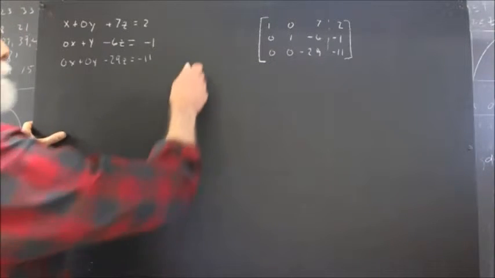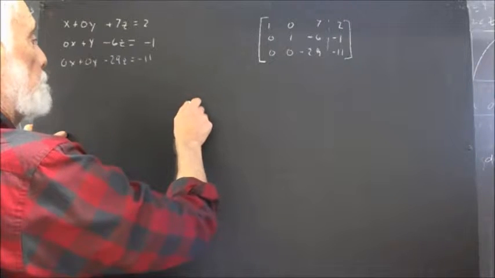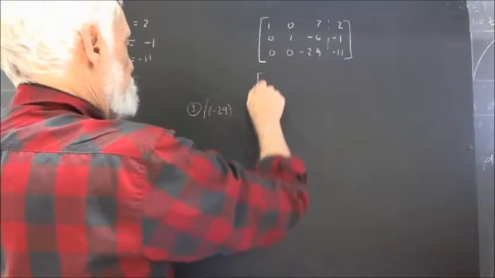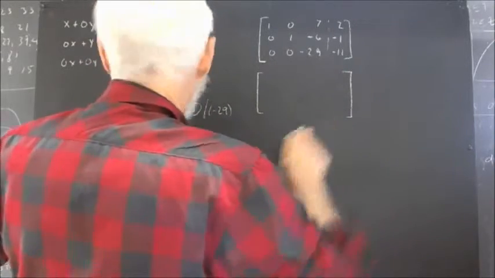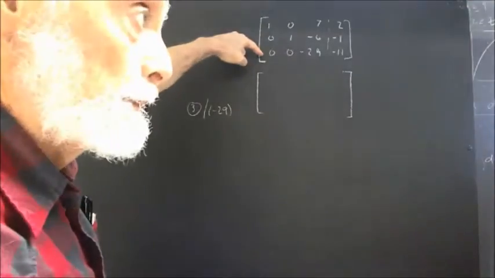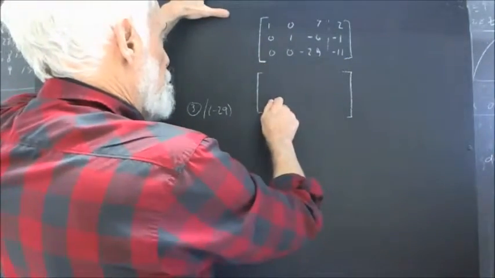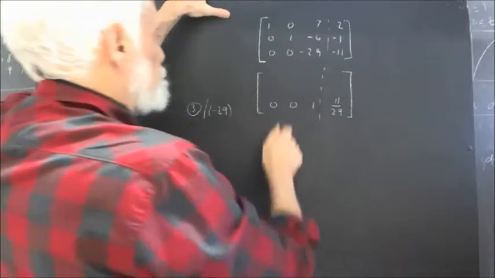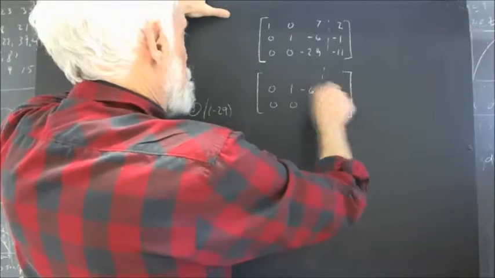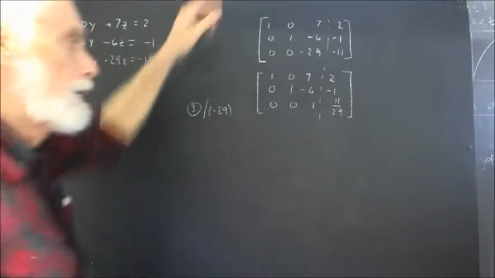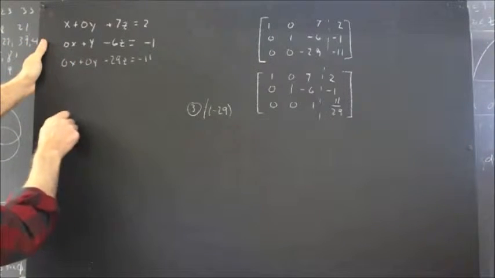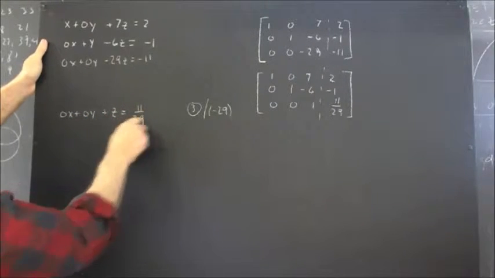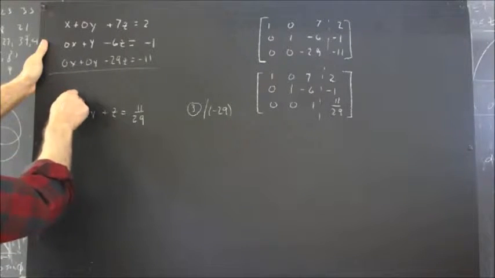So what are we going to do? Well, we're going to take our third row divided by negative 29, or our third equation divided by negative 29. Okay, so third row of the preceding matrix is this. We divide by negative 29, we get 0, 0, 1, 11/29ths. And of course, our first two rows are unchanged. Now we do the same thing here. We get 0x plus 0y plus z equals 11 over 29. And our first two rows remain the same as before.